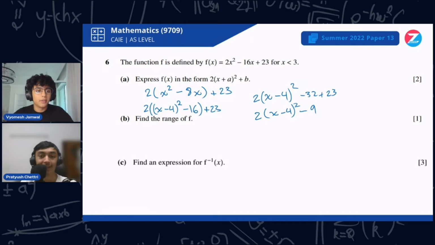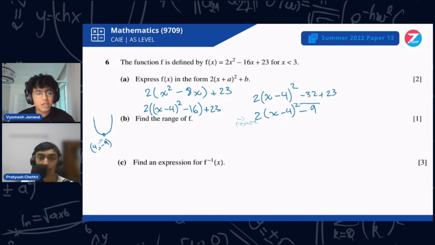And for the second question, when it asks for the range of f, again, we're looking at a completed square form. It's a quadratic equation, so it's going to create a parabola, and we can find the vertex of it. It's a U curve, a smiley face, because it has a positive x squared coefficient. So the vertex coordinate would be 4 and -9, because if we put the value of x as 4, the value of it would be -9, which is the lowest it can go.